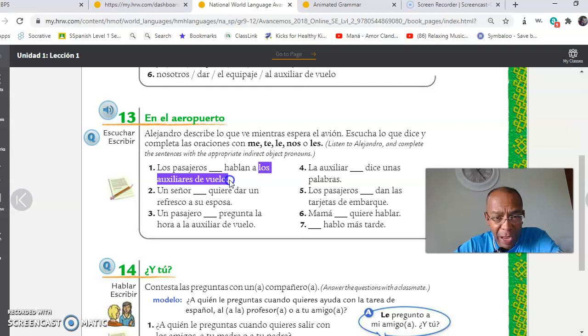Who's receiving the action? The flight attendants. So that would be more than one. It's a group of people, right? That would be ellos. Yes? That would be them. So the indirect object pronoun would be les. These people here are speaking to this other group of people. So it would be los pasajeros les hablan a los auxiliares de vuelo.